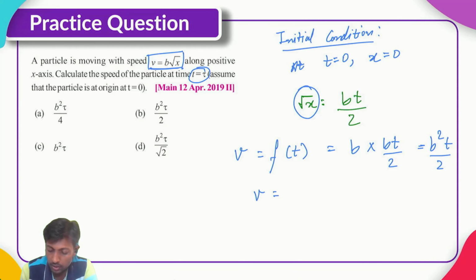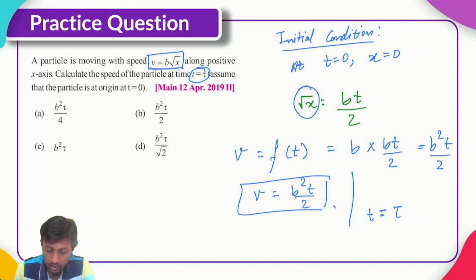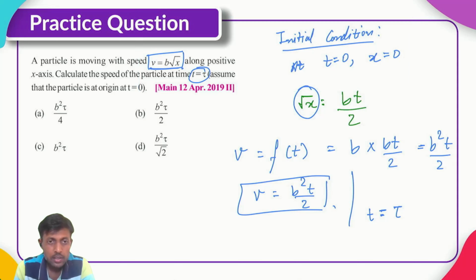Now things are very easy. B square t by 2. This will give you the answer if you substitute t is equal to tau. At any given time, it will give you the value of velocity. So they're asking at time t equal to tau, what is the value of velocity? It comes out to be b square tau by 2, that's option number B. So this is how we solve this question.